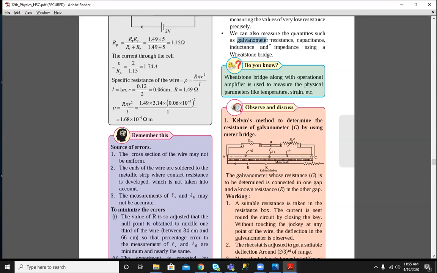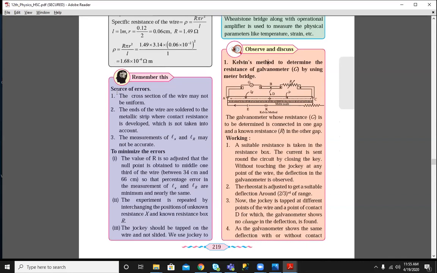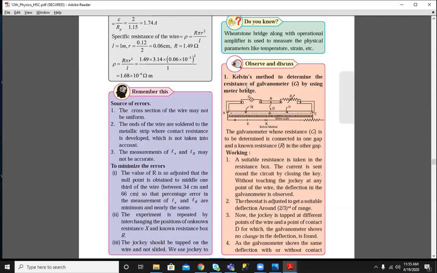Okay, so how is galvanometer resistance calculated? The method is given here, that is Kelvin's method. So just remember two sources of error and two minimizations of error. This question comes for 2 marks. Okay, next move ahead to Kelvin's method to determine the resistance of a galvanometer.